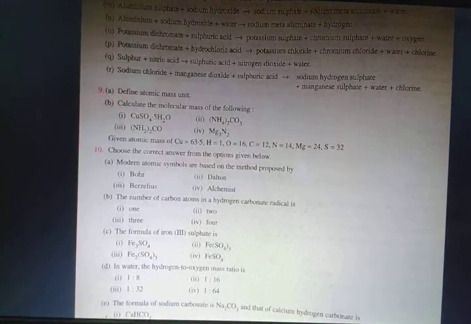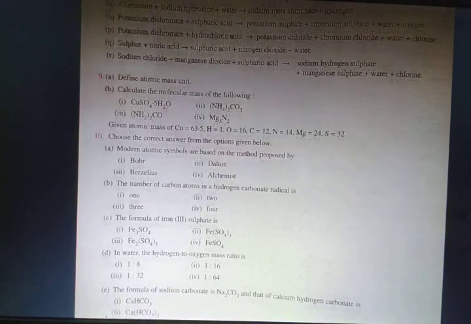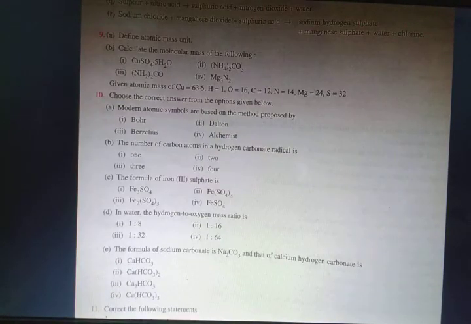Choose the correct answer. Modern atomic symbols are based on the method proposed by, probably Dalton or Bohr, I forgot that one. The number of carbon atoms in a hydrogen carbonate radical is 1. The formula of iron 3 sulfate is Fe3(SO4)2 or Fe2(SO4)3. In water, the hydrogen to oxygen mass ratio is 1 is to 8. The formula of sodium carbonate is Na2CO3, and calcium hydrogen carbonate is Ca(HCO3)2.